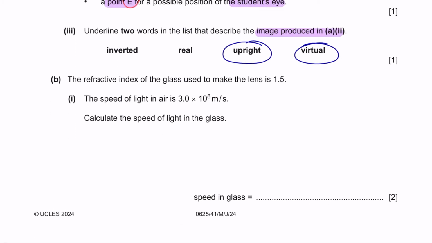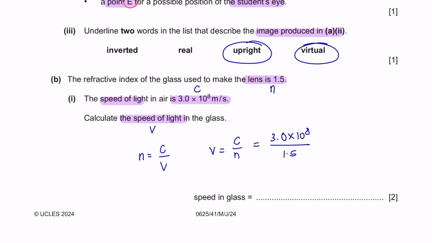Question B. The refractive index of the glass used to make the lens is 1.5. The speed of light in air is 3 times 10 to the power of 8 meters per second. Calculate the speed of light in glass. The formula related to this is n equals c over v. Rearranging this formula, we would get c over n. Just put this value in your calculator and you will get 2.0 times 10 to the power of 8. Since we are calculating speed, the unit of speed is meters per second.